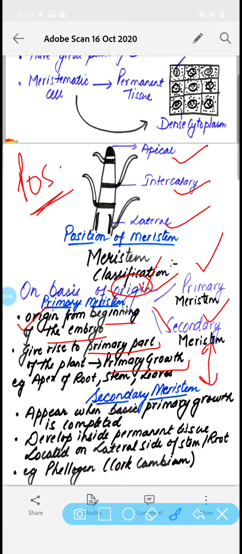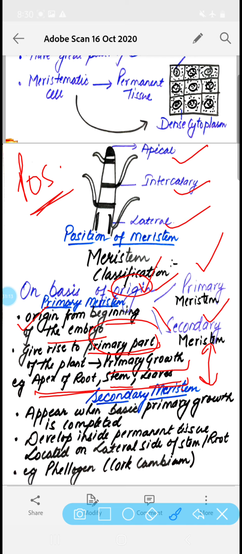तो ये रूट टिप और शूट टिप बनाने में हेल्प करेगा. लाइक इट इज़ एग्जाम्पल इज एपेक्स ऑफ रूट, स्टेम एंड लीव्स. ये सारे के सारे प्राइमरी पार्ट्स हैं प्लांट के. तो ये जो प्राइमरी मेरिस्टेमेटिक टिश्यू है ये पार्ट्स बनाएगा. ओके, सो दिस काइंड ऑफ ग्रोथ विच इज़ रिस्पॉन्सिबल फॉर इंक्रीजिंग द लेंथ, it is called as the primary growth.